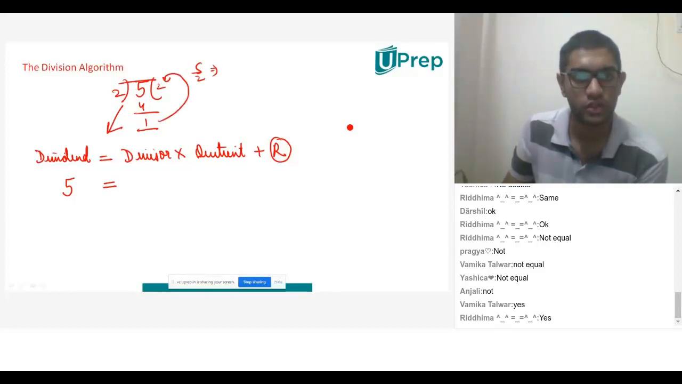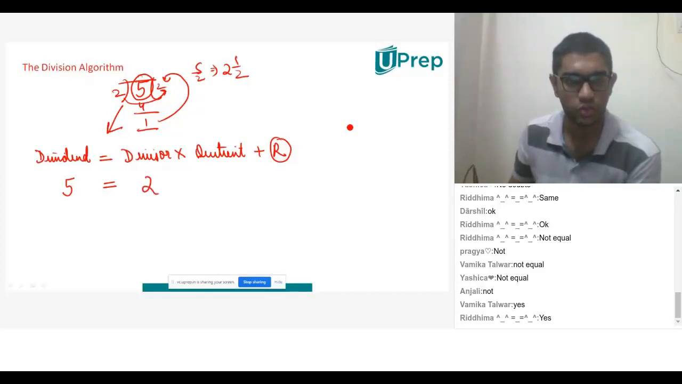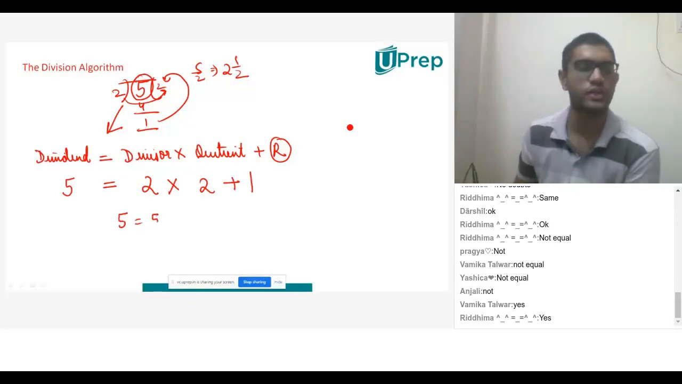You send this 1 here and you send this 2 here. So it became 2 1 by 2. Correct? Now, what is the dividend? 5. What is the divisor? 2. What is the quotient? 2. What is the remainder? 1. 5 equal to 5, guys.